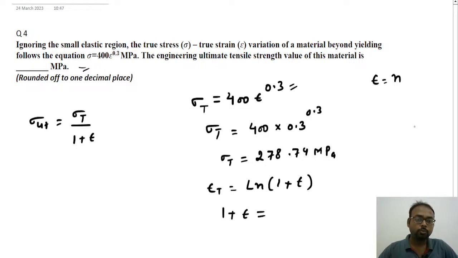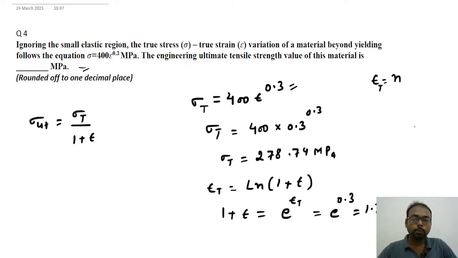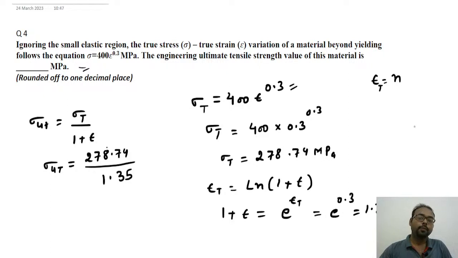The 1 plus epsilon value is given by e to the power epsilon t. And what is the epsilon t value? Epsilon t is equal to the value of n. So this will be e to the power 0.3, and finally we get 1.35. Now we will put this value here. So sigma ut is equal to 278.74 divided by 1.35. This way we will have our final answer, and this is coming out to be 206.55.